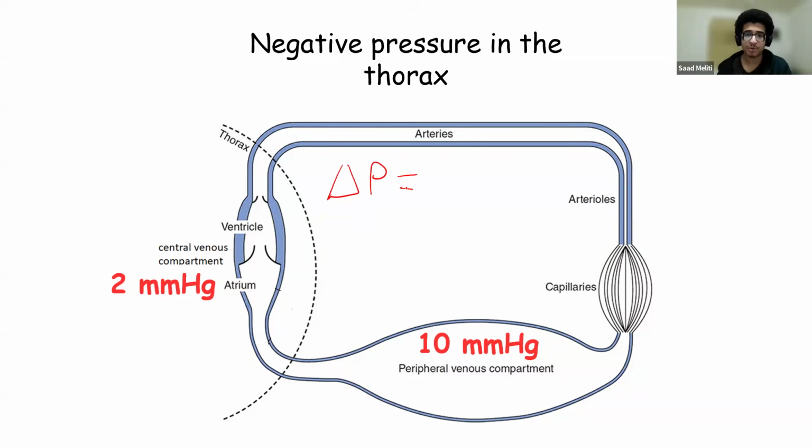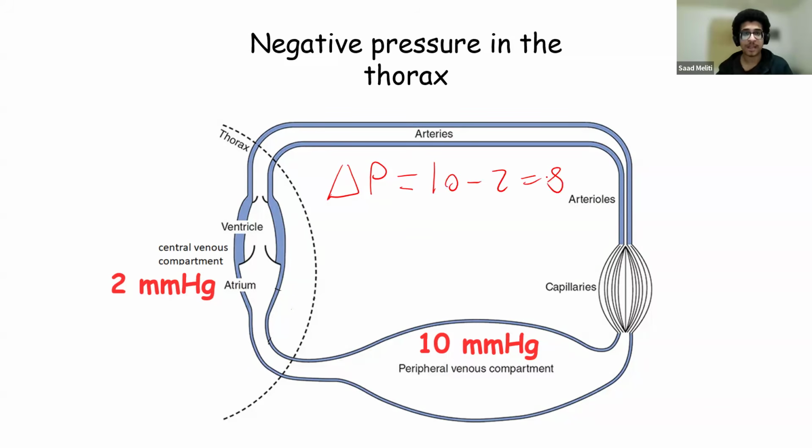In this example, I used the peripheral venous compartment and the central venous compartment. The central venous compartment is basically the veins above the diaphragm. So this is the thorax, and the thorax is anything above the diaphragm. Right here, we have 2 millimeters of mercury, specifically in the right atrium. Over here, we have the peripheral venous compartment, which is the blood pressure in the veins of the leg, for example, under the diaphragm. So we can take 10 minus 2 to get 8. That's our pressure gradient.